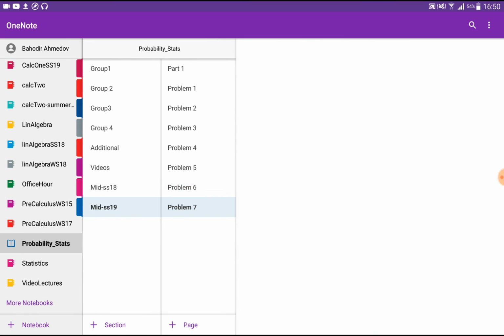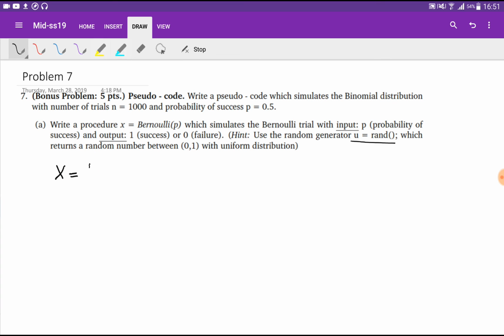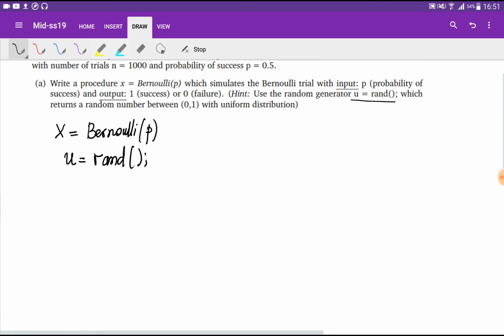In problem number 7, we need to write down the code of the procedures. The first procedure should give us x, either 1 or 0, for a given probability of success. Here we can use the random generator. The function rand gives us values between 0 and 1 randomly. So let's write this. x is the function called Bernoulli, with input p. First of all, we need to generate a random value between 0 and 1.